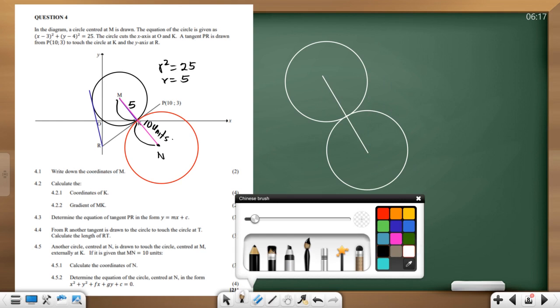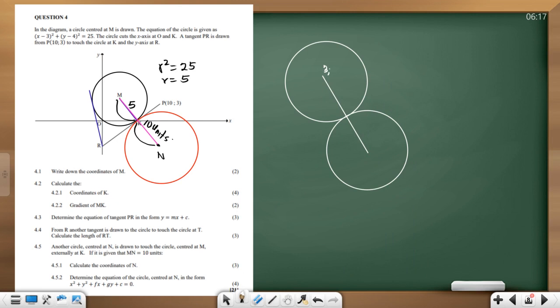What is the coordinate here? The coordinate here is 3 and 4. We know k as the midpoint. We know this as 5 units, and we know the coordinate of k as what? X is 6 and y is 0. And we're looking for n here. We also know this as 5, which means k is the midpoint.